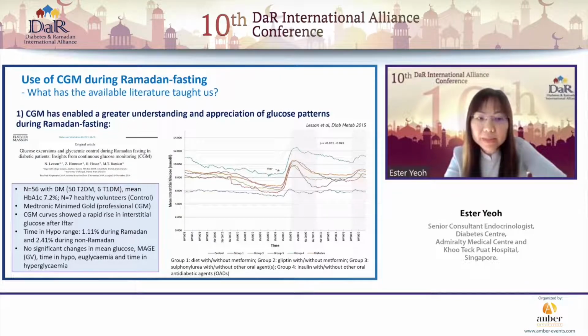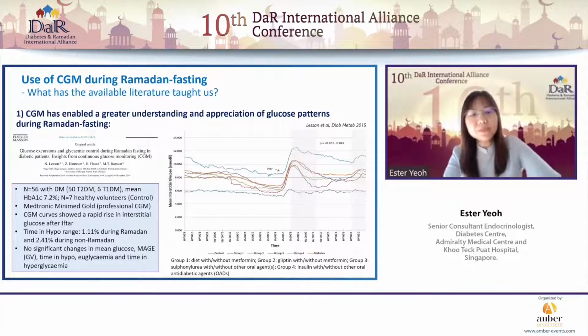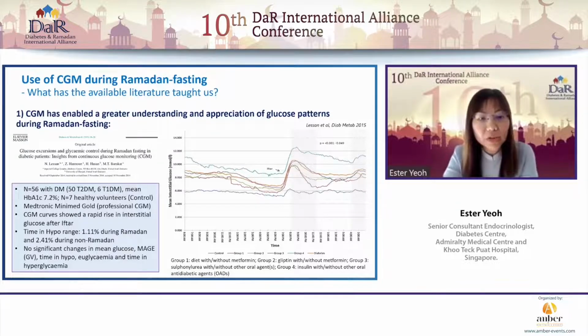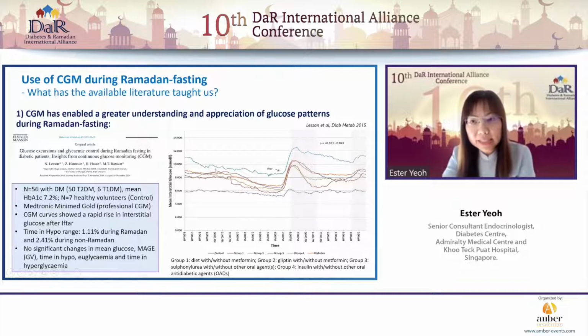The time in hypoglycemia was actually quite low, 1.11% during Ramadan and 2.4% during the non-Ramadan period. This is possibly due to medication adjustments being made. And there were no significant changes in the mean glucose, the mean absolute glucose excursions, which is a representation of glycemic variability, time in hypoglycemia and time in hyperglycemia. You can also see that group 4, the insulin-treated group, had the highest mean interstitial glucose and the highest rise in the post-iftar interstitial glucose.